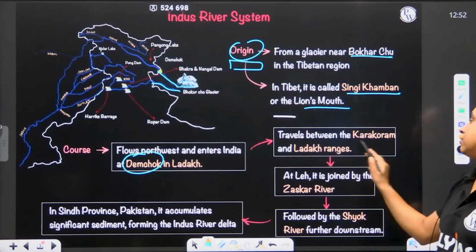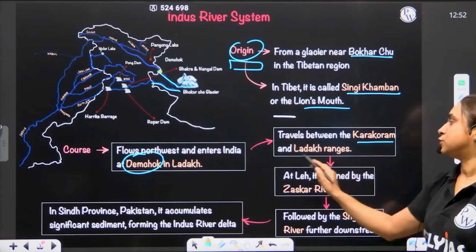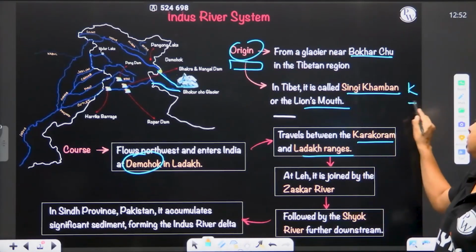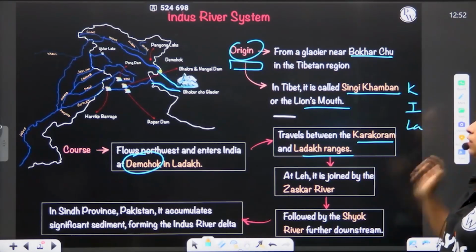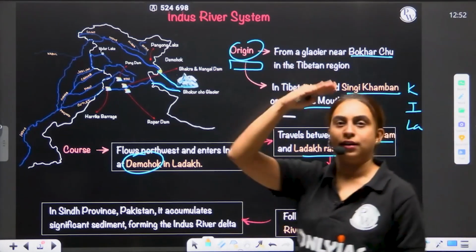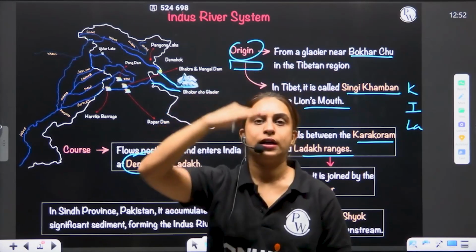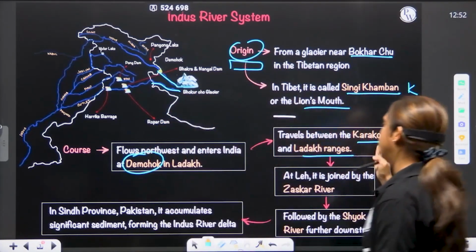We've seen this. It travels between, very important, Ladakh and Karakoram. So you have Karakoram in the north, Indus a little south, and Ladakh further south. So you have Karakoram, Indus, and Ladakh.